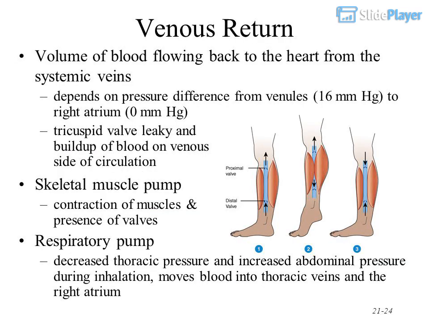Venous return is the volume of blood flowing back to the heart from the systemic veins. It depends on the pressure difference from the venules, 16 mm Hg, to the right atrium, 0 mm Hg. Tricuspid valve leakage causes a buildup of blood on the venous side of circulation. Skeletal muscle pump: contraction of muscles and presence of valves. Respiratory pump: decreased thoracic pressure and increased abdominal pressure during inhalation moves blood into thoracic veins and the right atrium.